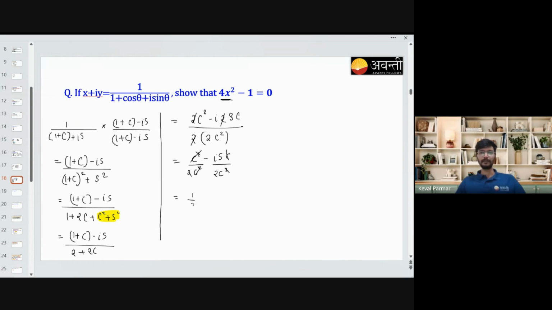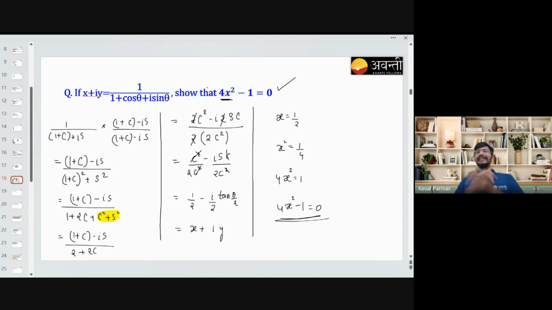So we'll get 1 by 2 minus I by 2 into tan. Remember, we used the half angle formula, theta by 2. So this is the value of x plus iy. So by equality of complex numbers, what is x equal to? X equals half. So if we square on both the sides, we'll get x square equals 1 by 4. That means 4x square equals 1. That means 4x square minus 1 equals 0. We got our answer. Correct, guys?